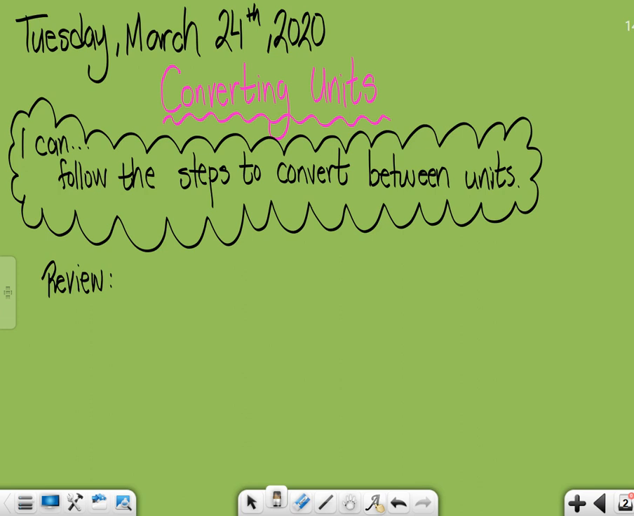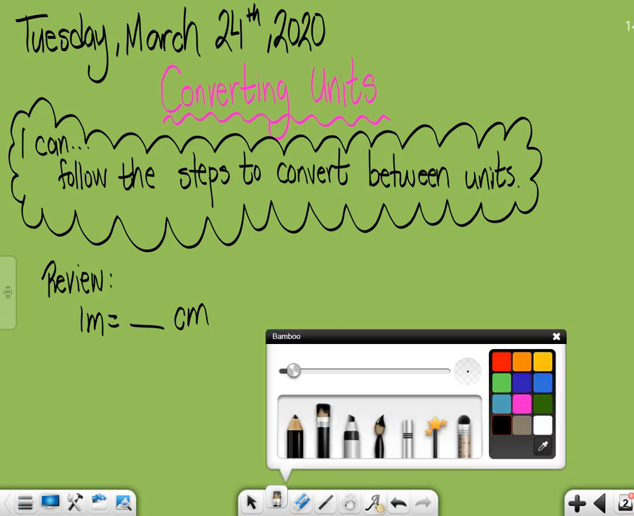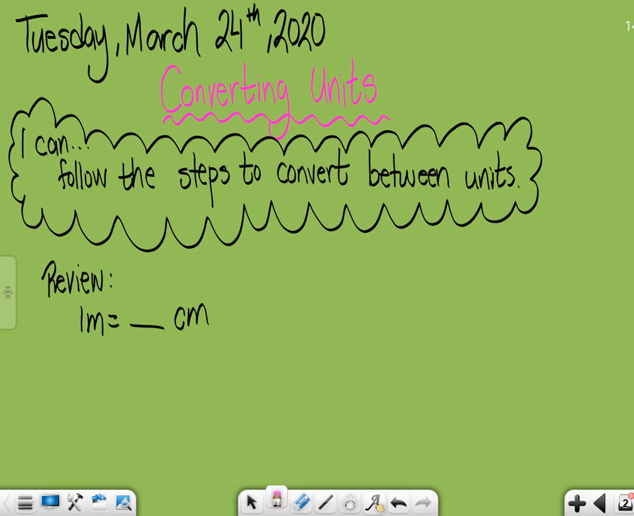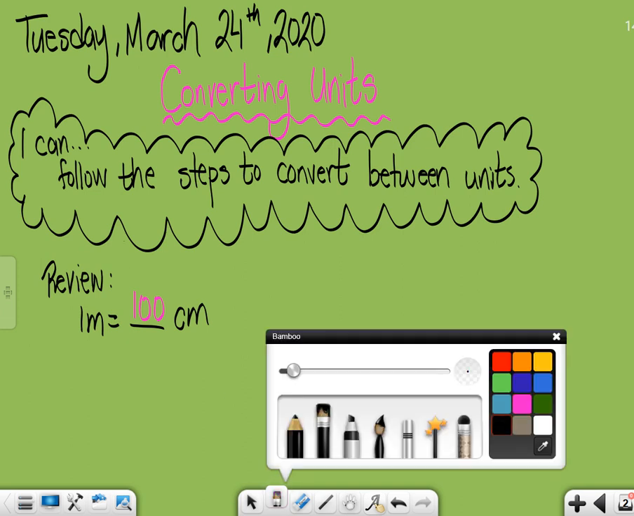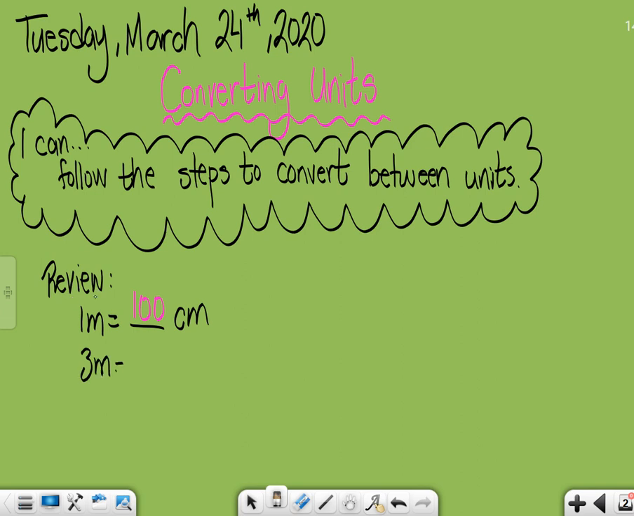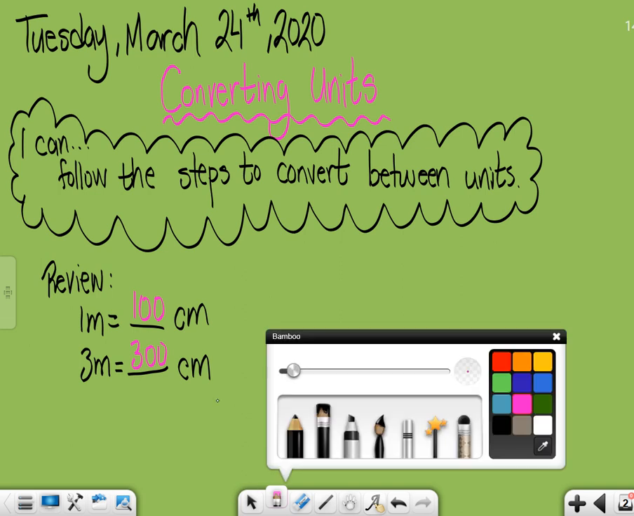So yesterday, I had said, for example, if I said 1 meter is equal to blank centimeters, and this is a perfect example of what was on the check-in at Edmodo that hopefully you did, we know how many? 100 centimeters. And now today, let's say if I say I've got 3 meters, we know that therefore there's going to be how many centimeters? 300, correct?